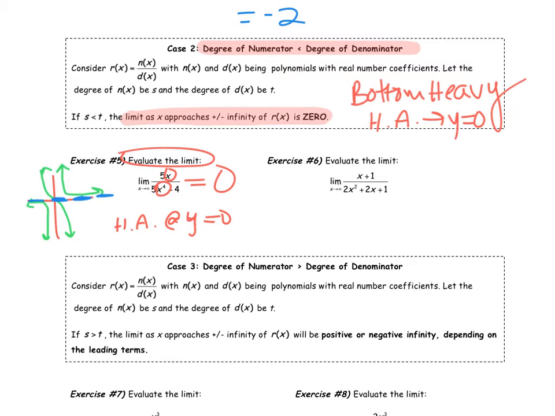For exercise 6, it's the same exact thing, guys. This is bottom heavy, right? It's bottom heavy. So we're looking at the x squared because it's bigger than the x on top. So the limit as x approaches infinity is going to be, again, 0. And as well, you can also sketch this to see for yourself that your horizontal asymptote is going to be at y equals 0. So bottom heavy, not so bad. Whenever you see that the denominator has a higher degree than the numerator, it's going to 0.